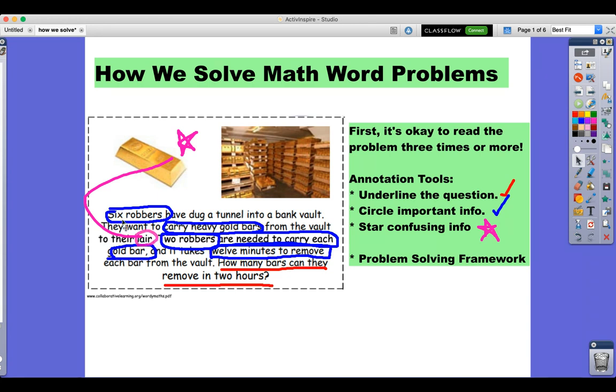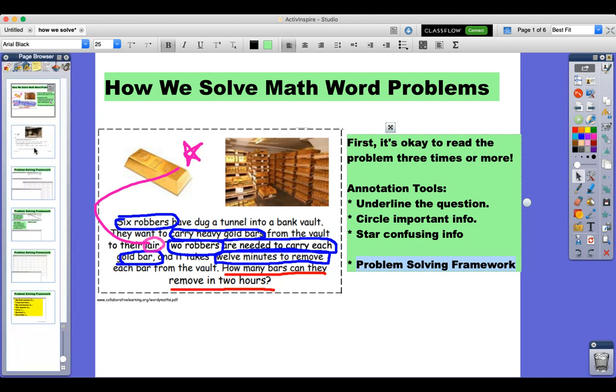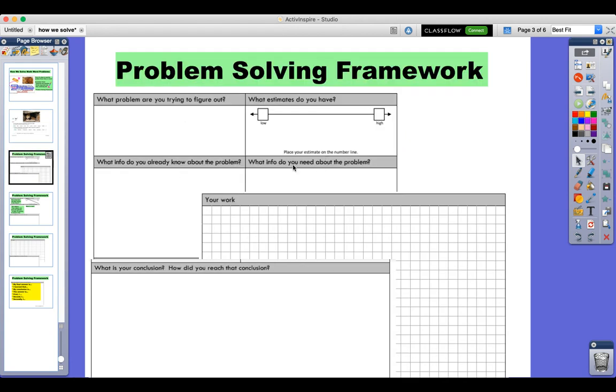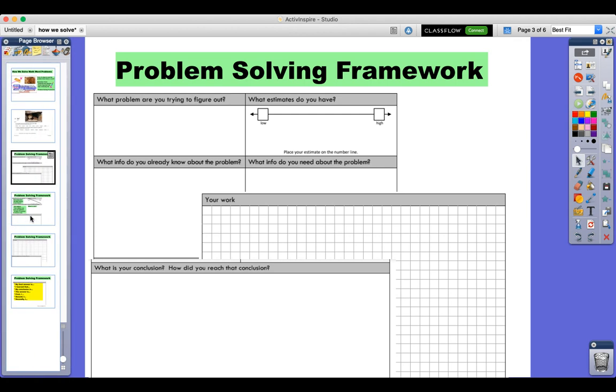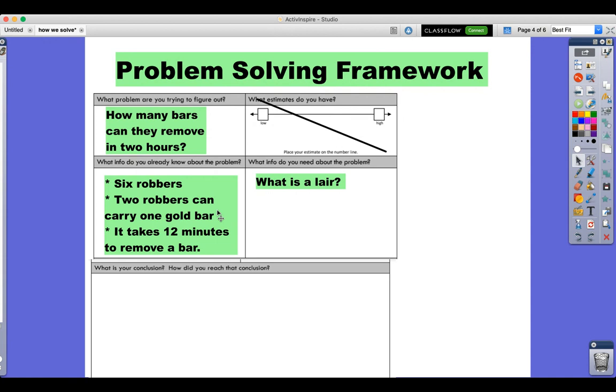Okay. So now I can take all this information and use another tool that we use this year. This is called the problem solving framework. Okay. So let me remind you what that is. It's another tool that we use for solving word problems. So it was a worksheet that looked like this with all these sections. All of this stuff is the problem solving framework. And so what I started to do was fill it out.